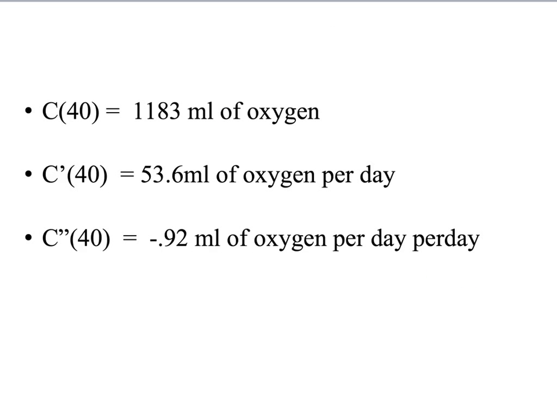And here are my calculations for those three values, C of 40, C prime of 40, and the thing that I want you to really notice is the label for C double prime. It's changing at a rate of negative 0.92 milliliters of oxygen per day per day. Think about what that means to make sure that you're understanding that it's the rate of change that our first derivative is changing, or the rate of change of the rate of change of 40.